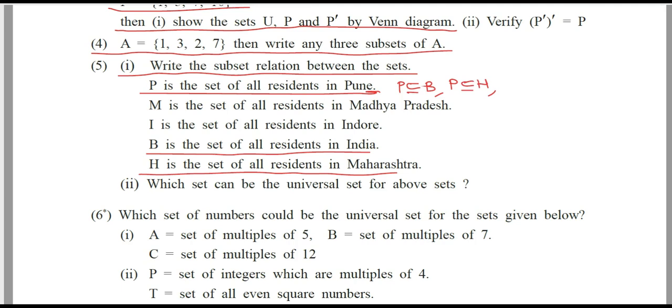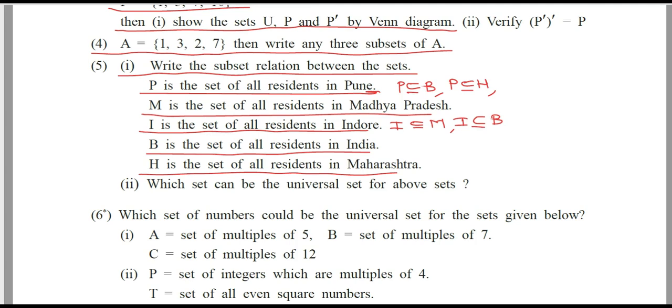P is a subset of H. That is the set of Maharashtra. Now next, I is a subset of M. That is a set of Indore. They are the subset of the Madhya Pradesh. Indore is a city in Madhya Pradesh. Therefore I is a subset of M and I is a subset of B also. They are also the residents of India, B.